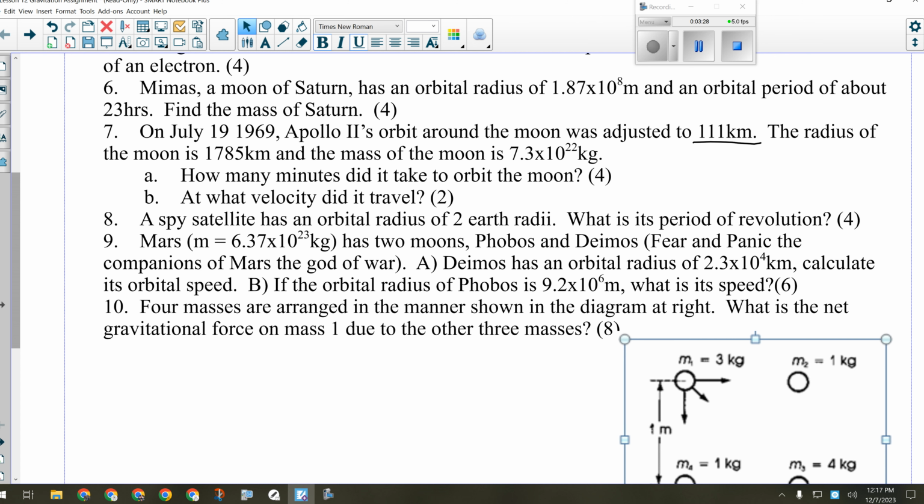Okay, for number 8, a spy satellite has an orbital radius of 2 Earth radii. That is center to center. Okay, what is the period of revolution? So we're just looking for period on that one.